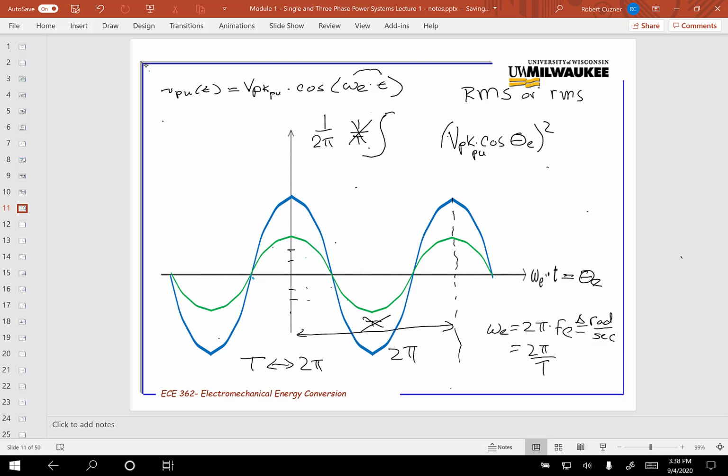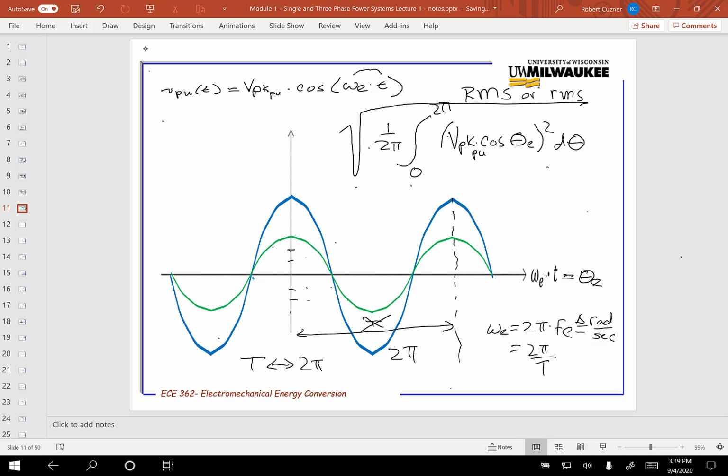Step 1 of the root mean square. Then I'm going to take the average of it, integrate from 0 to 2 pi, integrating it over theta, 1 over 2 pi. And then the square root. So you would take the square root of this entire thing.